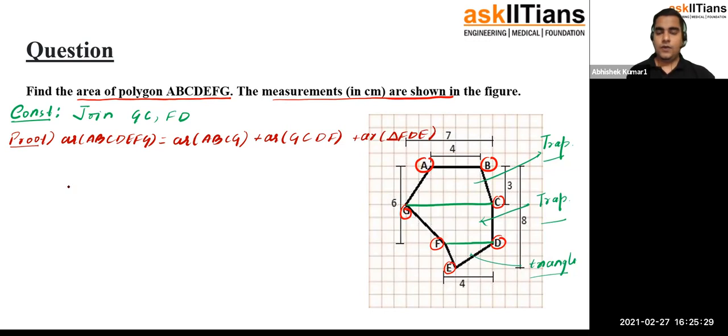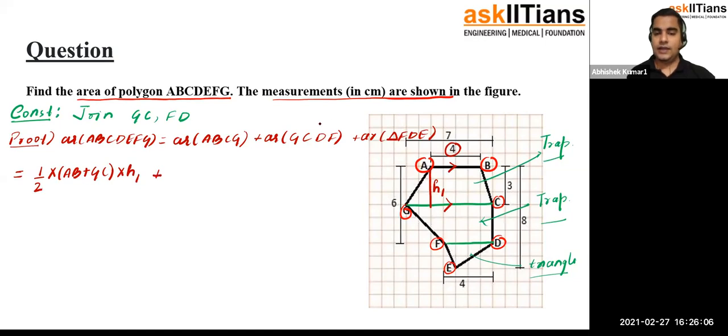When it comes to the area of this trapezium ABCG, what are the values we have? Let us see. You have 1/2 into the sum of parallel sides. So here AB will be parallel to GC. The length of AB is equal to 4. So you will have 1/2 into AB plus GC. And what is the height? Height is going to be this value. I'm going to denote it by H1. Clear? Into H1.